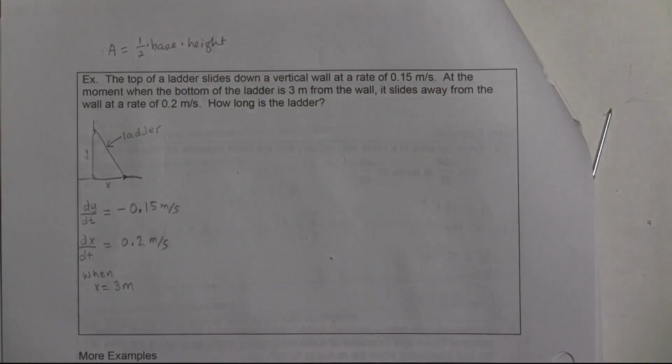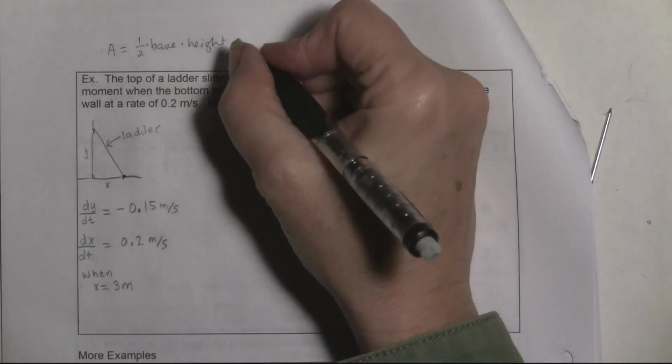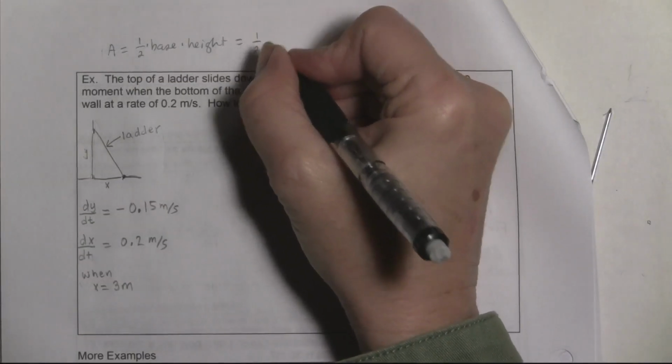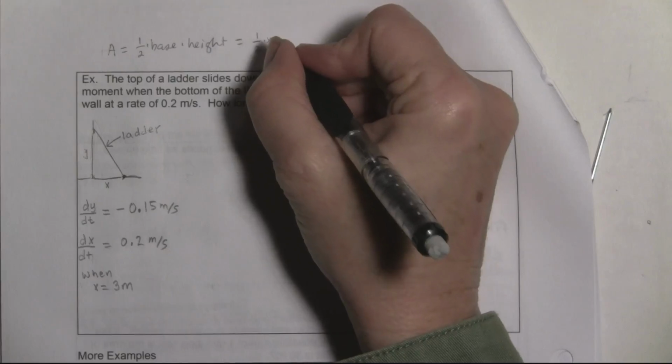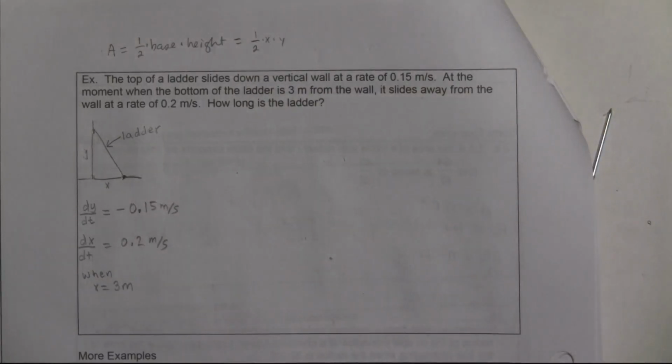And in this case, the base is x and the height is y. But that's not helpful to me because even though it has x and y in it, if I knew y, I'd be done with this problem. So even though I can say that this is 1/2 x times y, I'm not going to be able to use that to find y because I don't know anything about the area.